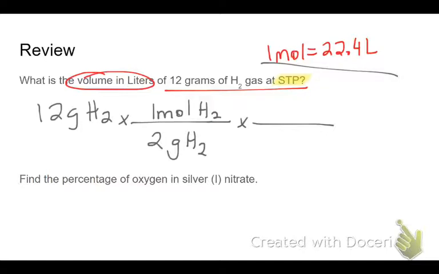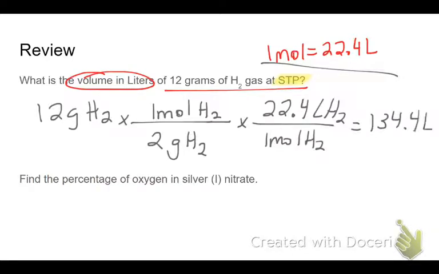it's at STP. So 1 mole of H2 will go on the bottom and 22.4 liters can go on the top. Then we multiply the top, divide by the bottom, and we end up with 134.4 liters of hydrogen, or H2 gas.